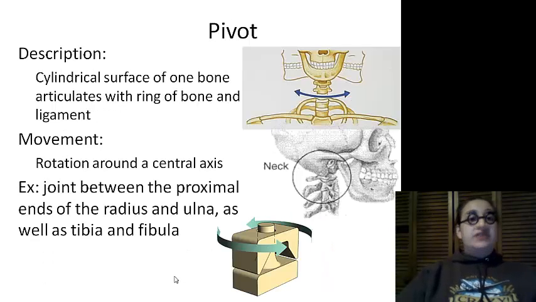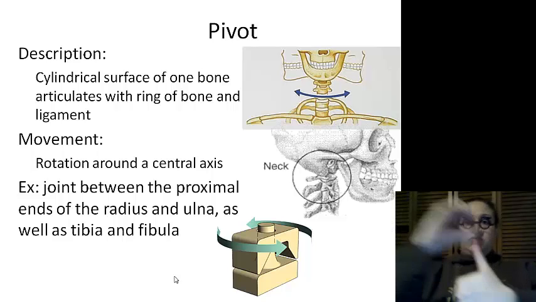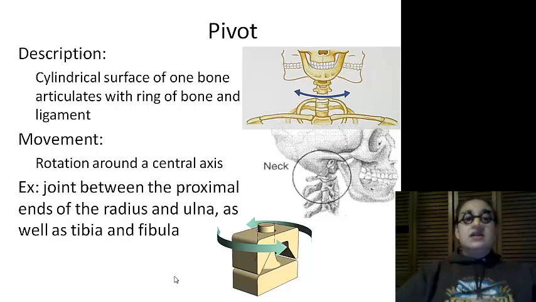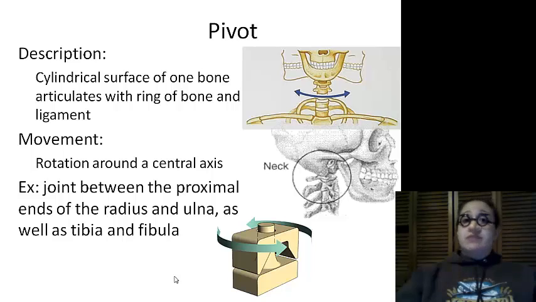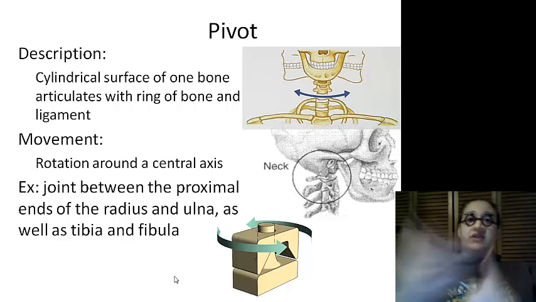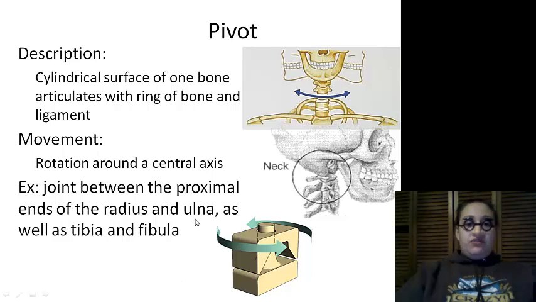A pivot. A cylindrical surface of one bone articulates with a ring of the bones of the other, and ligaments. So, got one bone, got a circle with a hole in the other one, allowing for pivot and movement, such as our top two vertebrae in our neck. Remember we talked about that we have our axis, and then the top vertebra is going to be our atlas, that's going to be able to rotate. An example are the radius and the ulna, as well as the tibia and fibula.